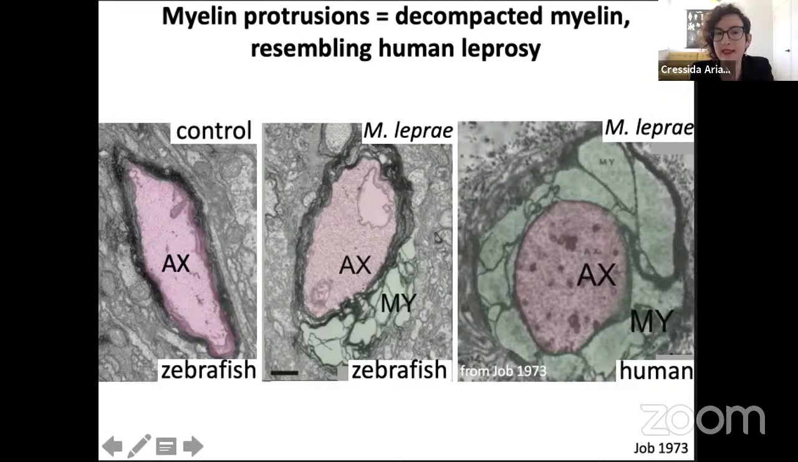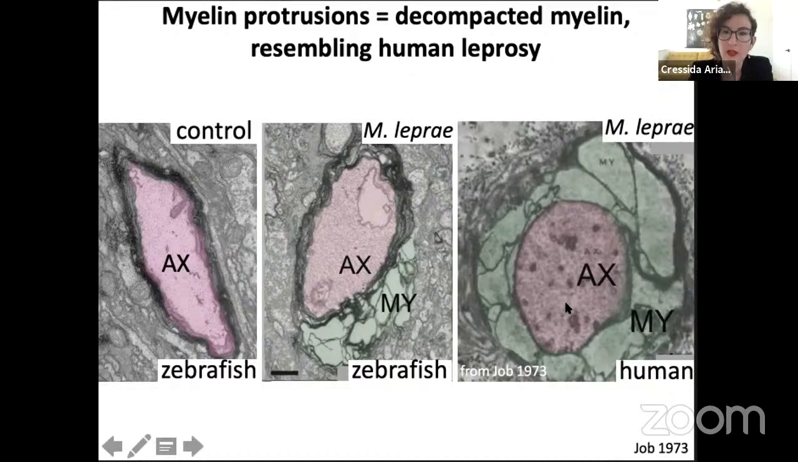In humans, this is referred to as myelin decompaction. And it's an early stage of demyelination that is seen again in humans infected with M. leprae. So this is an electron micrograph from a paper published in 1973, showing that the lamellae of the myelin are beginning to pull apart from the axon. And so that looks quite similar to what we see in zebrafish.